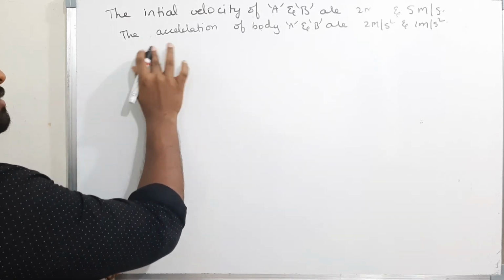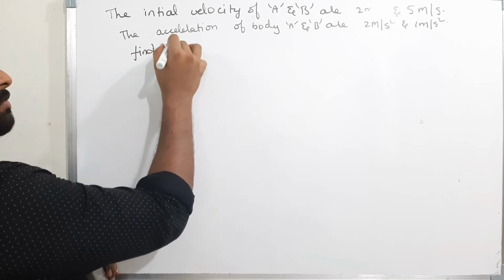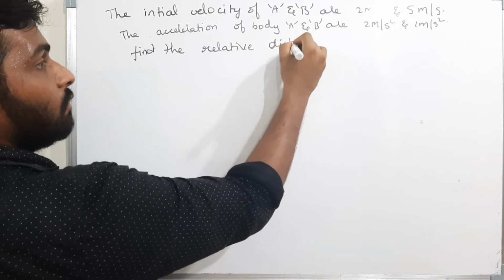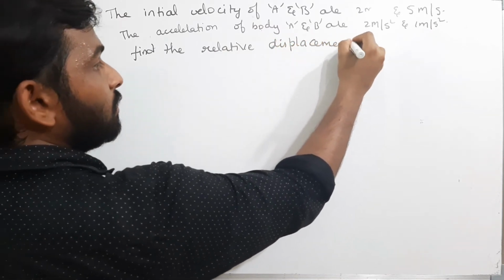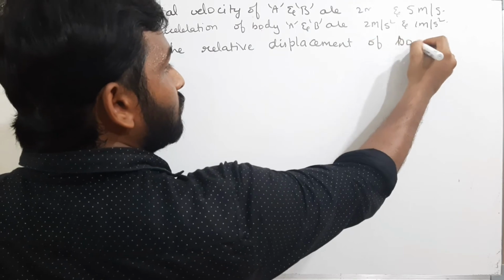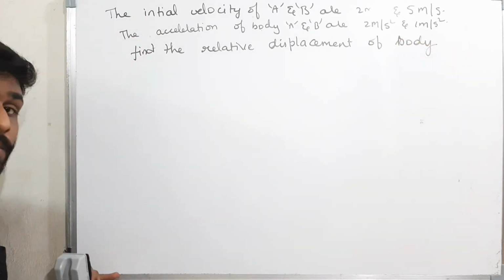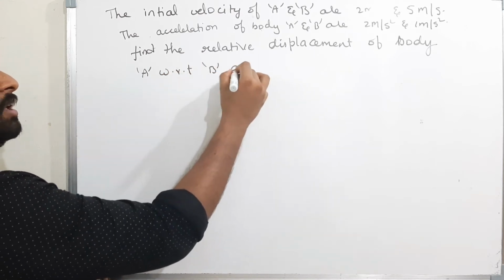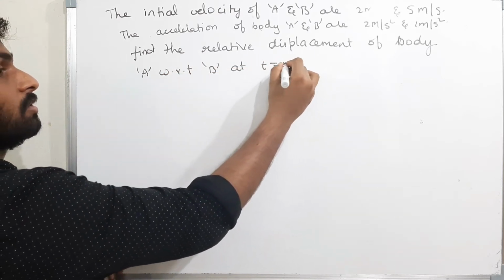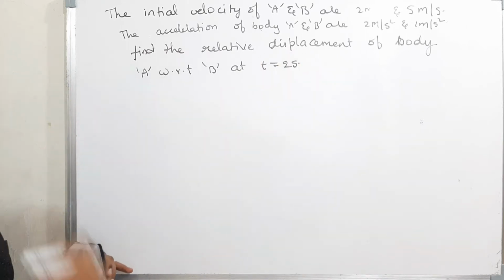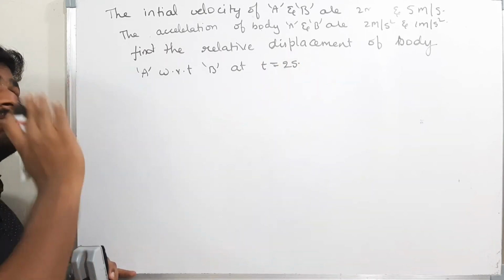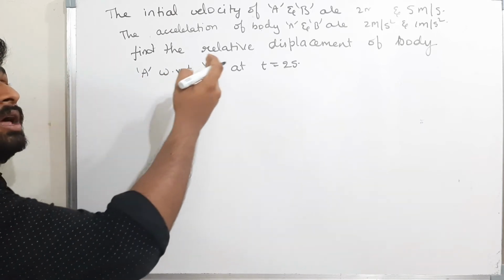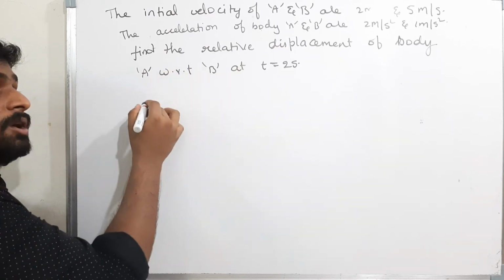Now find the relative displacement of body A with respect to body B at time t equal to 2 seconds. That is the question. Now what did they tell us to find? They gave the initial velocities and the accelerations of both the bodies, and they told us to find the relative displacement of A with respect to B. That means I have to find S_AB.